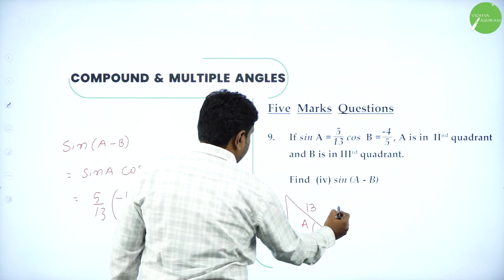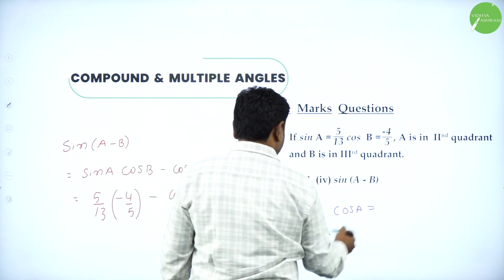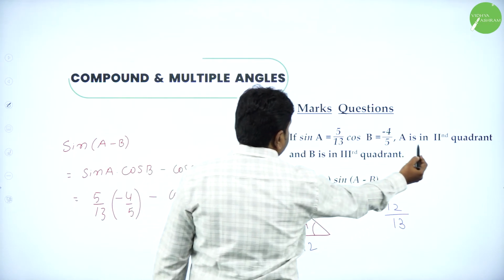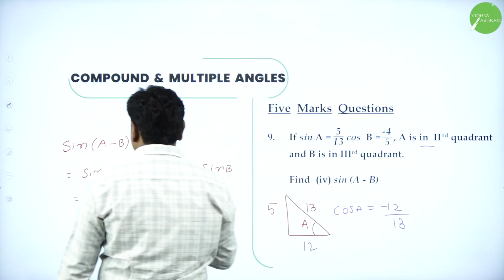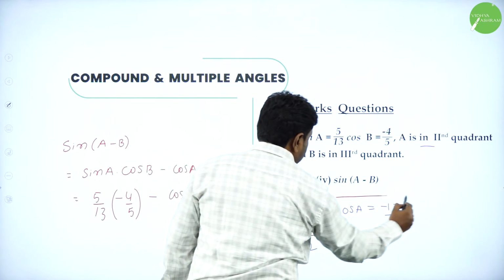So from this, if you define cos, cos means what? Adjacent by hypotenuse, 12 by 13. And A is in which quadrant? Second. In second, cos is negative. So you got one of the values. What is the value you got? Cos A. So same like the last problem.